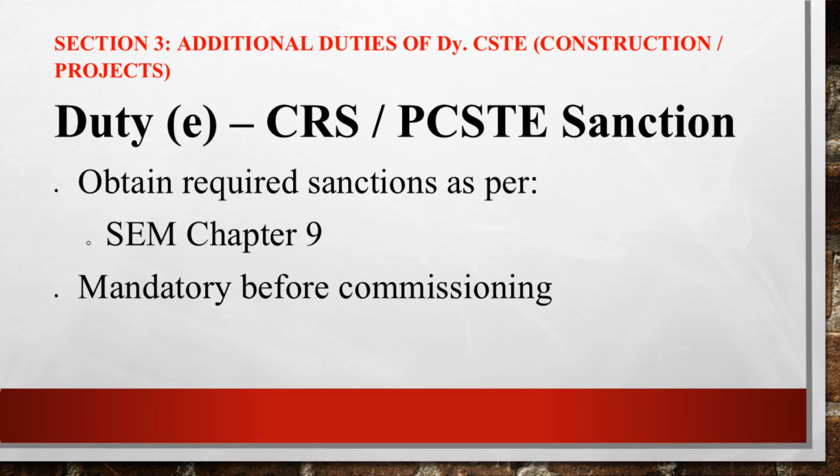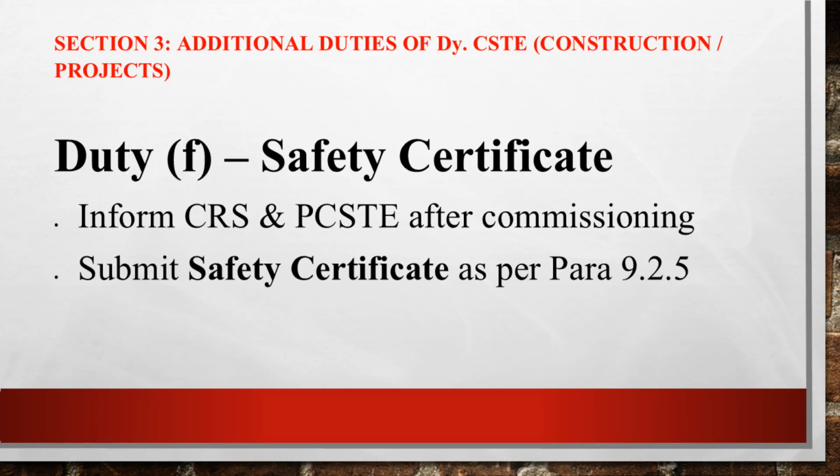CRS or PCSTE sanction. Sanction of Commissioner of Railway Safety or PCSTE must be obtained as per SCM Chapter 9 where applicable. We will discuss this later. Safety certificate. After commissioning, CRS and PCSTE must be informed by message. Safety certificate must be submitted as per para 9.2.5 of SCM.